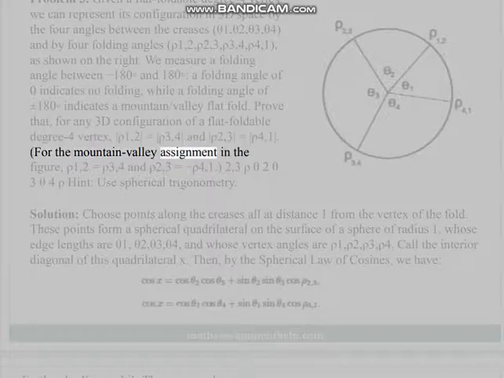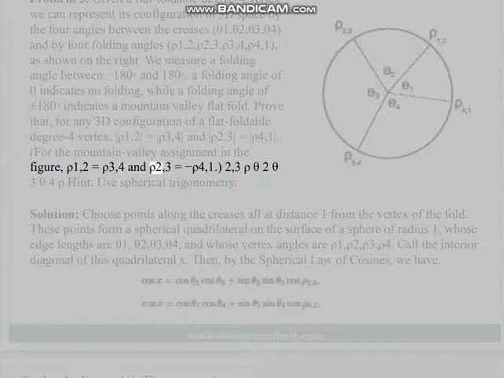For the mountain-valley assignment in the figure, ρ1,2 equals ρ3,4, and ρ2,3 equals minus ρ4,1. Hint, use spherical trigonometry.